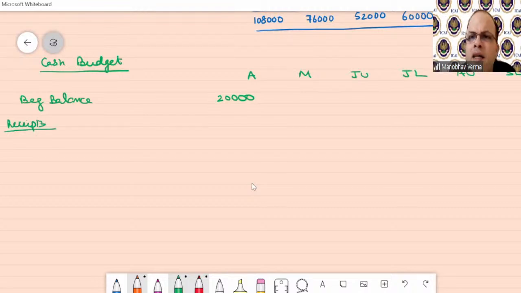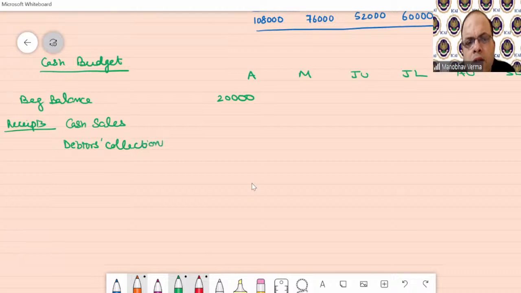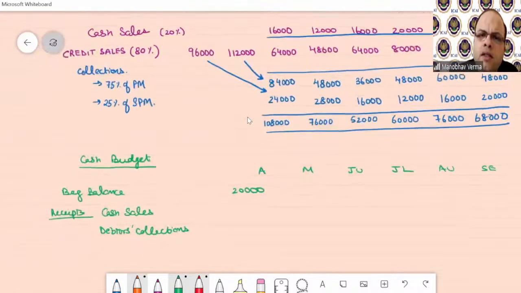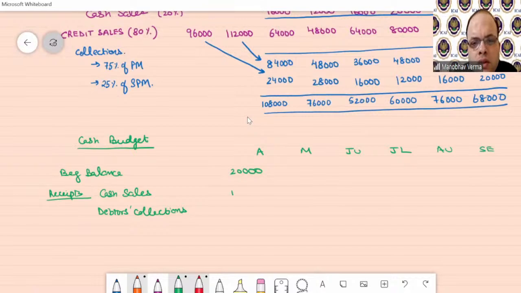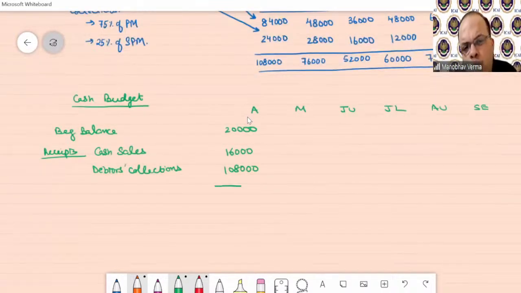Now for receipts, we had cash sales and the debtors collections. So our cash sales, as we just calculated on the top, are 36,000, and we're looking at 1,08,000 as the debtors collection. Guys, any other collection other than these? I think that's okay, right? We don't have any other information. So that means my total receipts or my total cash for this month is 1,44,000.